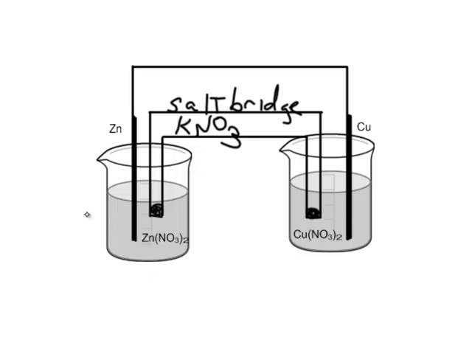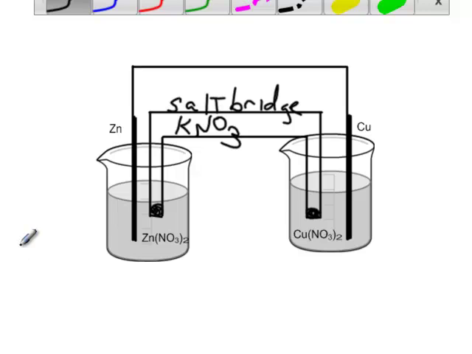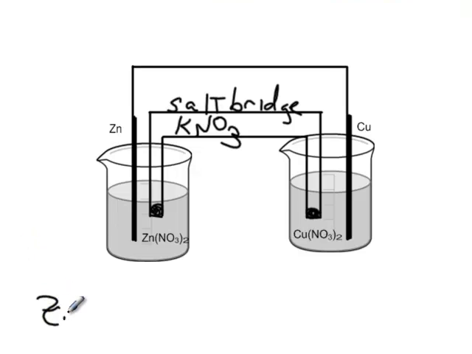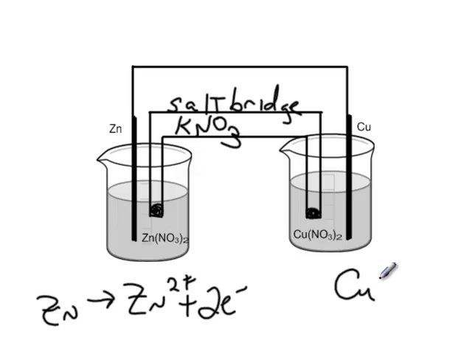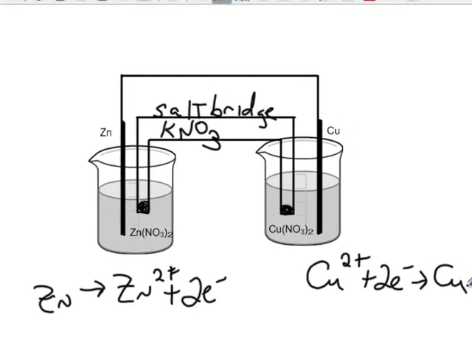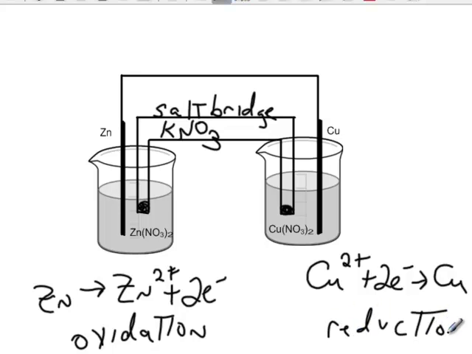Over in this beaker, we have a reaction happening. Zn going to Zn2+ plus 2 electrons. Over in this beaker, we also have a reaction going on. Cu2+ plus 2 electrons goes to Cu metal. If you'll recall your redox chapter, this is an oxidation and this is a reduction.